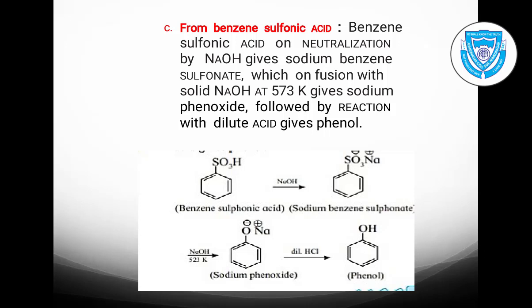So here we have phenol from benzene sulfonic acid on neutralization with NaOH, which will first give you sodium benzene sulfonate. This benzene sulfonate on fusion with NaOH at 573 Kelvin will give you sodium phenoxide, that is O minus Na plus, which on dilution with HCl will give you phenol. So we can obtain phenol from benzene sulfonic acid.